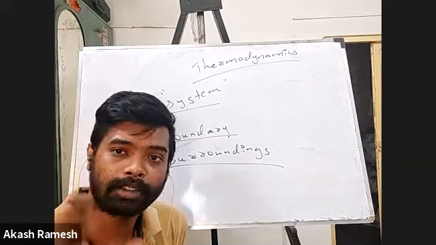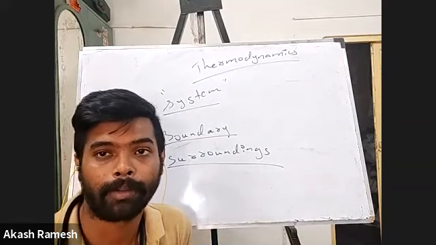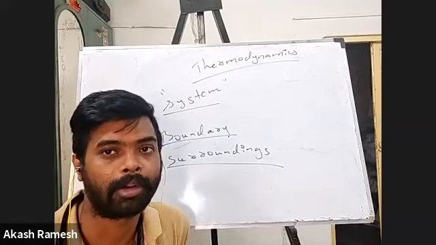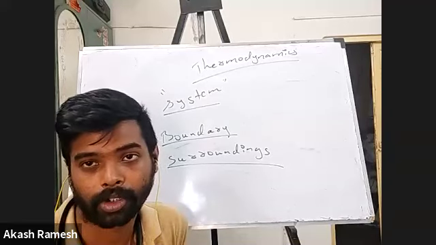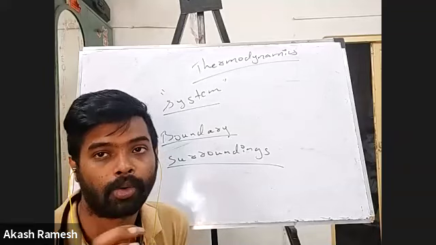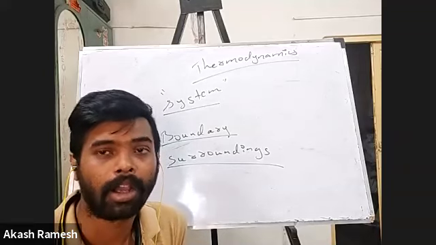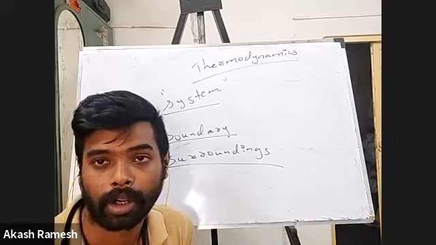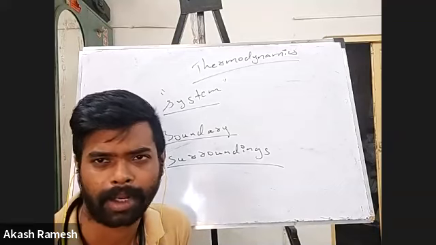Okay. So first and foremost thing, whenever you're going to do a problem or whenever you're going to realize a situation in thermodynamics, the first step you have to do is choose a boundary. Inside the boundary, whatever you have is called the system, and outside the boundary, whatever you have is called your surroundings. As simple as that, right?